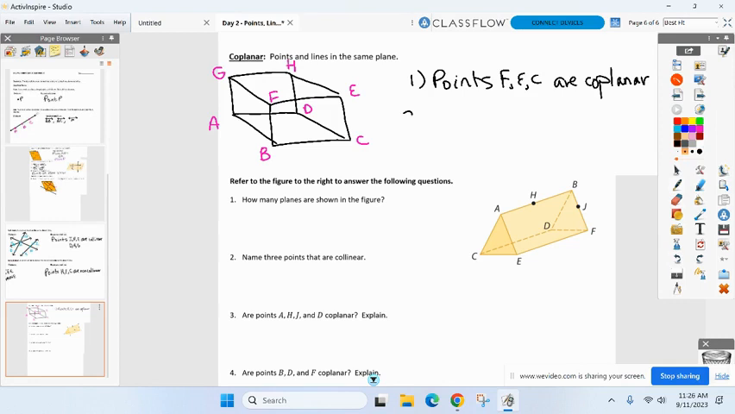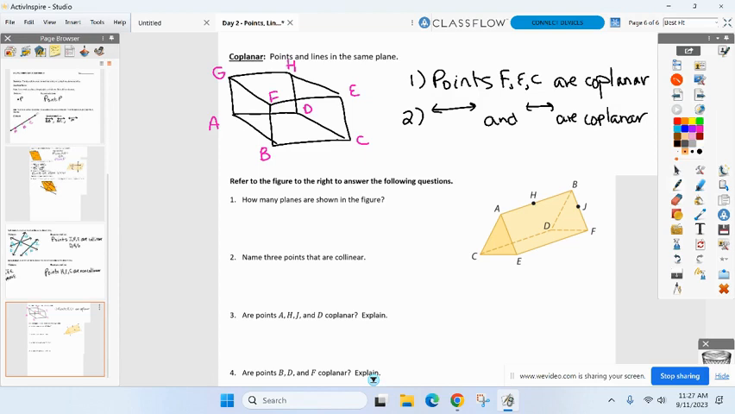Now we mentioned points can be coplanar, so can lines. So now I want you to give me 2 lines that would be coplanar. So this line and this line are coplanar. I want you to do the same exact thing you did for the points. Pick one of the 6 planes and give me 2 lines off that.